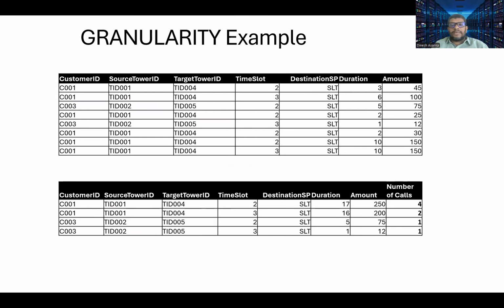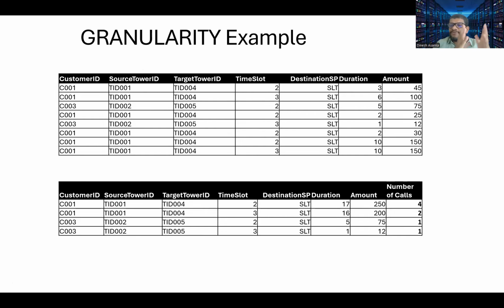This is data taken from a telco provider. Now let's say I make a call to my home from my office. So customer ID, this is me. Source tower ID is where I am sitting. Target tower ID would be my home tower. Time slot is this time slot, and the destination SP, the service provider, then the duration and the amount.